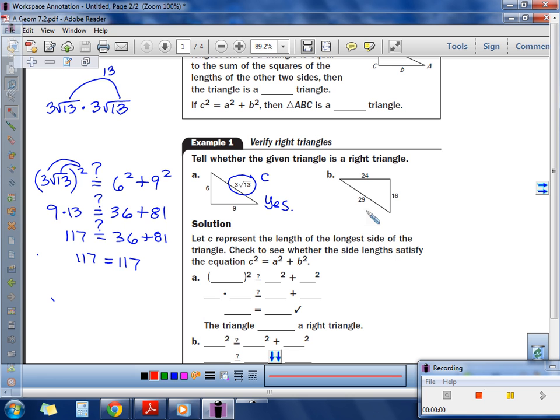Part B is easier. I wish they would have started with this one. Which one's the most important? 29. Why is it the most important? Because it's the longest, it's the biggest. So that's your C term. So we have 29 squared. We don't know if it's equal to 24 squared plus 16 squared.